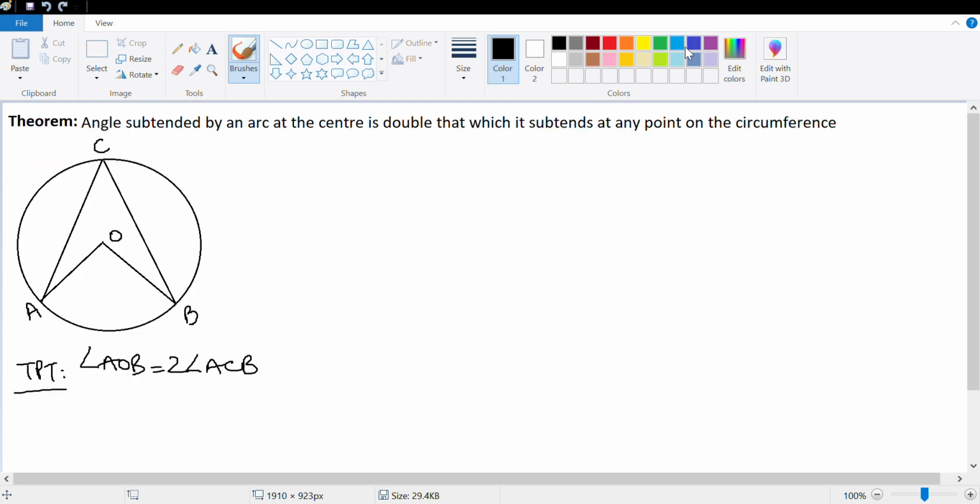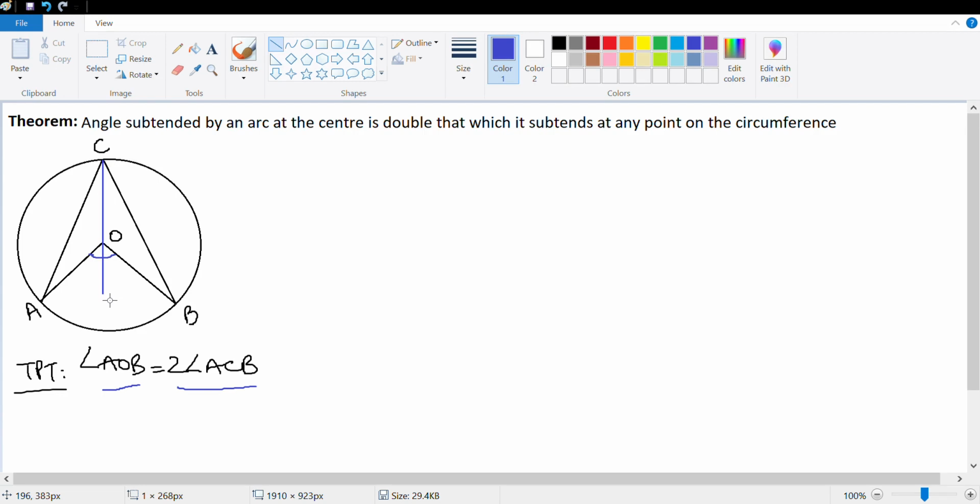So this is a new one which we are doing this year, which is: the angle subtended by an arc at the center is double that which it subtends at any other point on the circumference. So what it's saying is, the arc AB subtends an angle of AOB at the center, and arc AB subtends an angle of ACB at any other point on the circumference. So what we need to prove is angle AOB is 2 times angle ACB. Now this proof is in your syllabus, so you would need to know this.